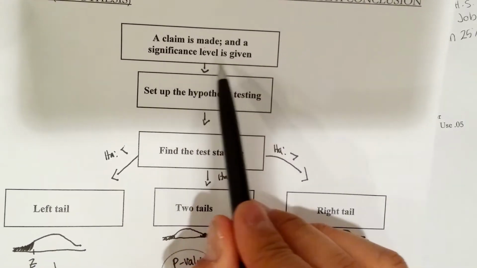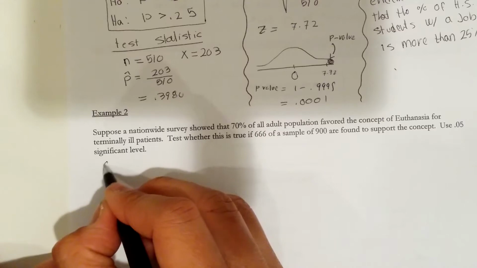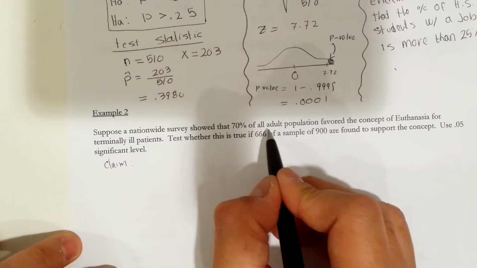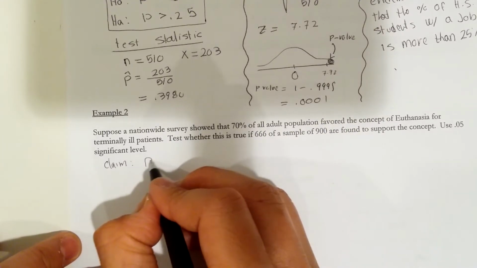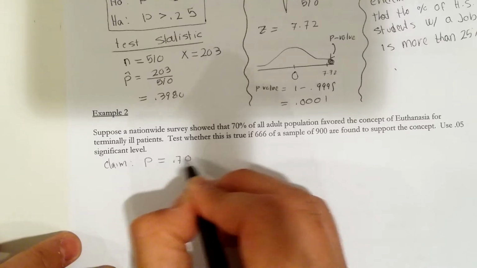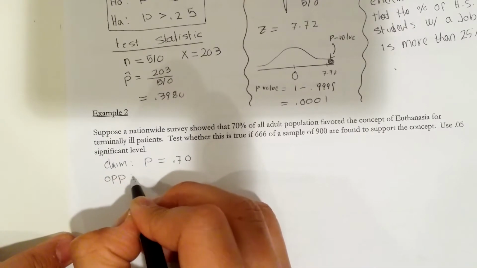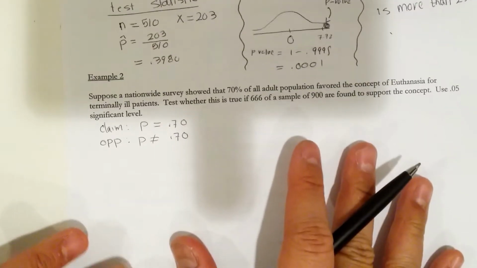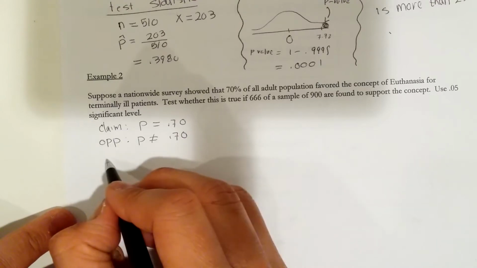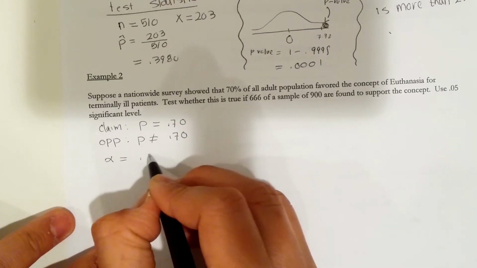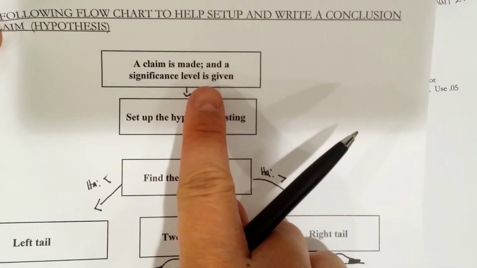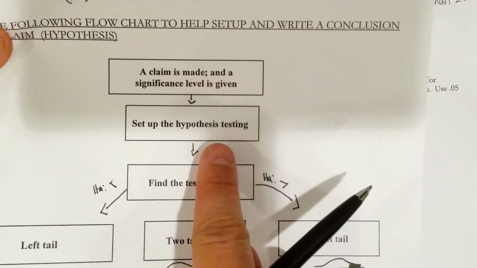So the first thing we do is identify the claim and the significance level. The claim says that 70% of all adults favor the concept. So they claim that 70% favor the concept. The opposite of 70% is not equal to 70%. And remember that our significance level alpha is 0.05. Now we've done that already. We identified the significance level. It is time to move to hypothesis testing.